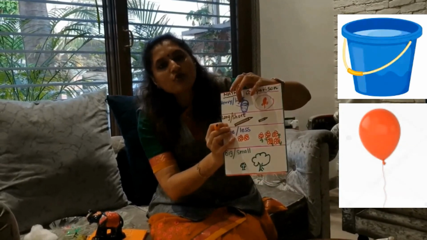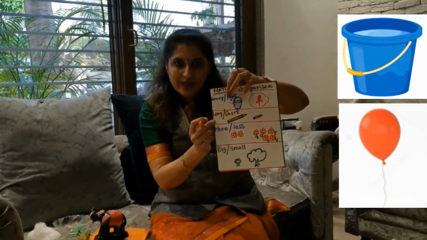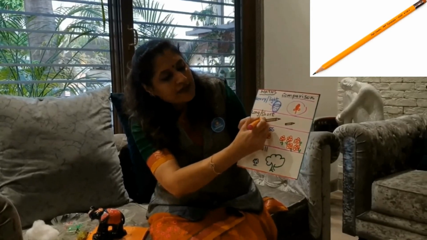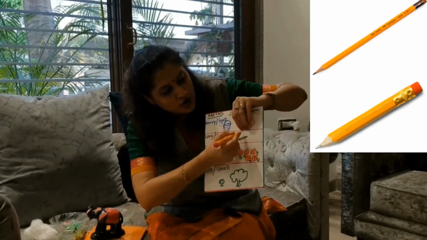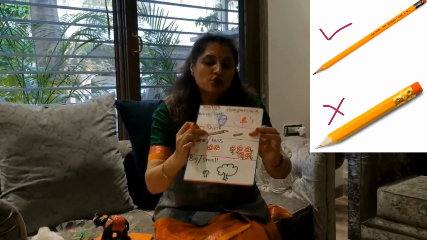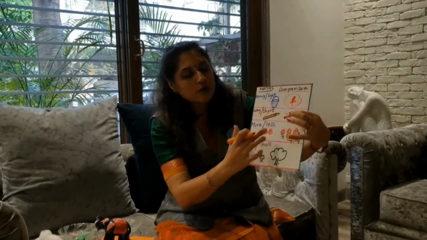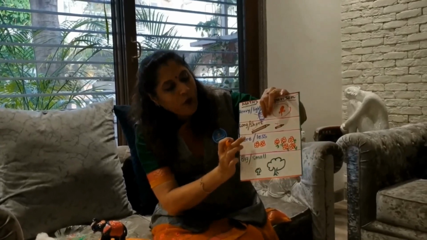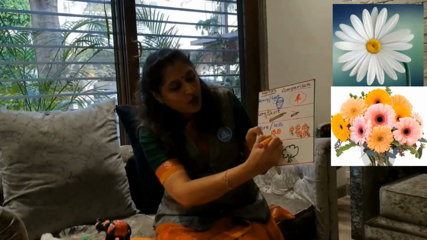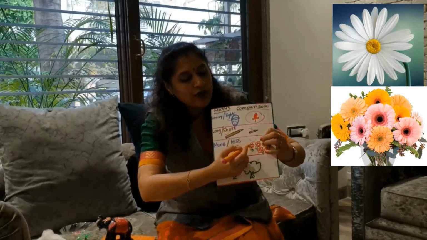Now the other concept is long, short. So in this you have to take the long object and cross the short object. You have to take the long pencil and you have to cross the short pencil. Long, short. Now in this, more, less. So here you have to put tick mark to the less object and cross the more object. You have to put cross mark.